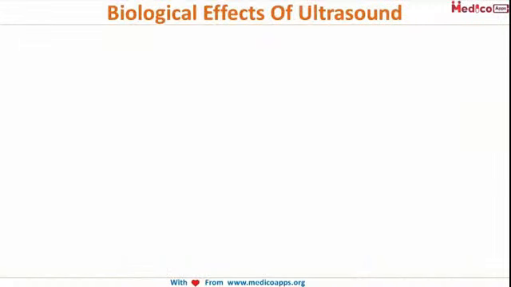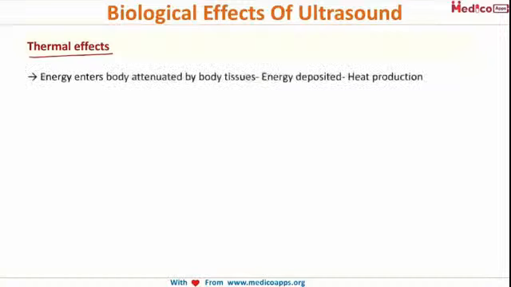Now let's see the biological effects of ultrasound. The biological effects of ultrasound refer to the potential adverse effects of the imaging modality on human tissue. These are primarily via two main mechanisms, that is thermal effect and, apart from this, mechanical effect. Here, due to the law of conservation of energy, all of the sound energy gets attenuated by the tissue and must be converted to other forms of energy.